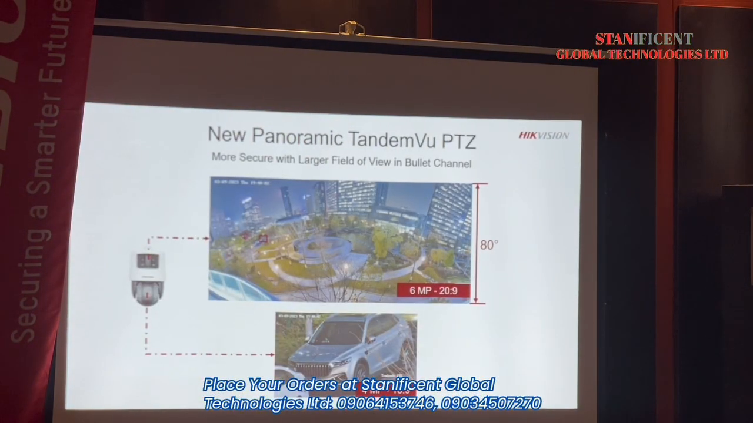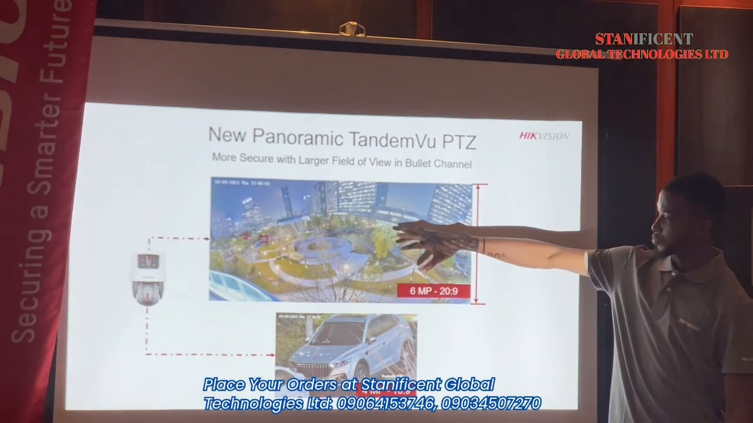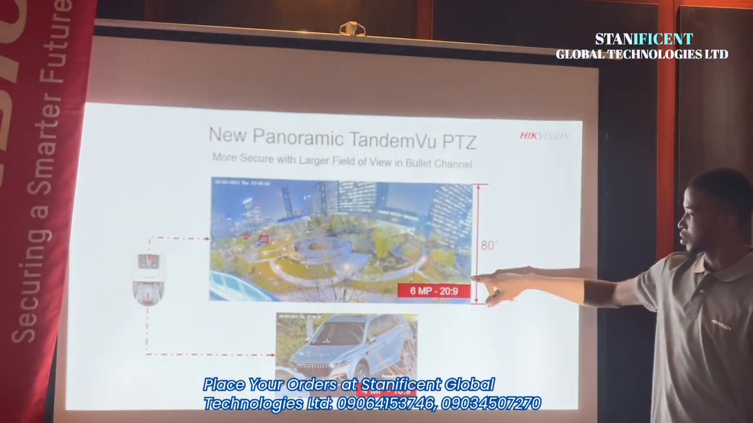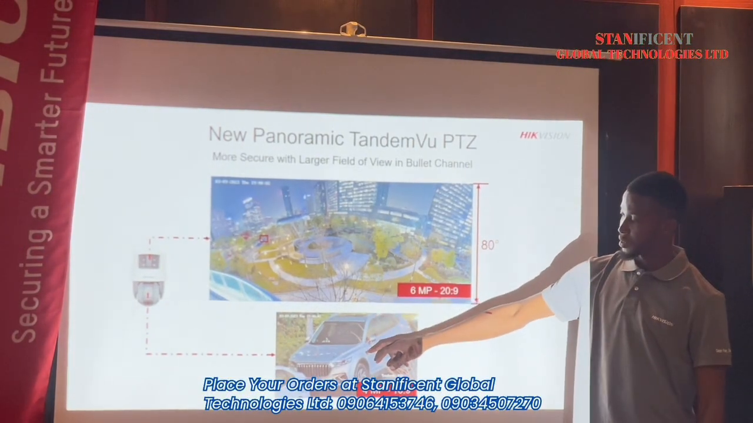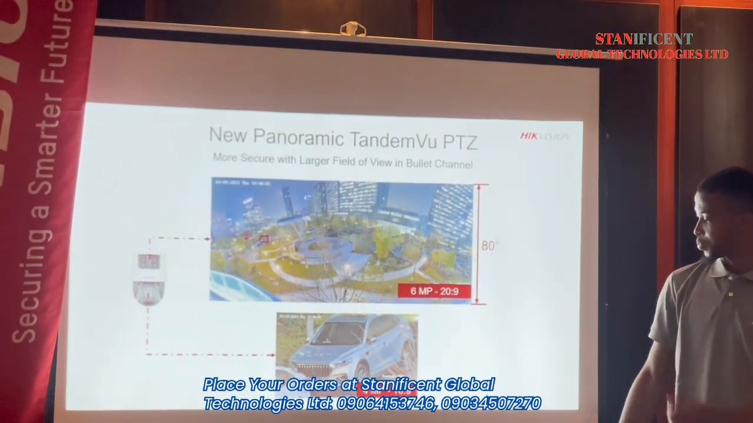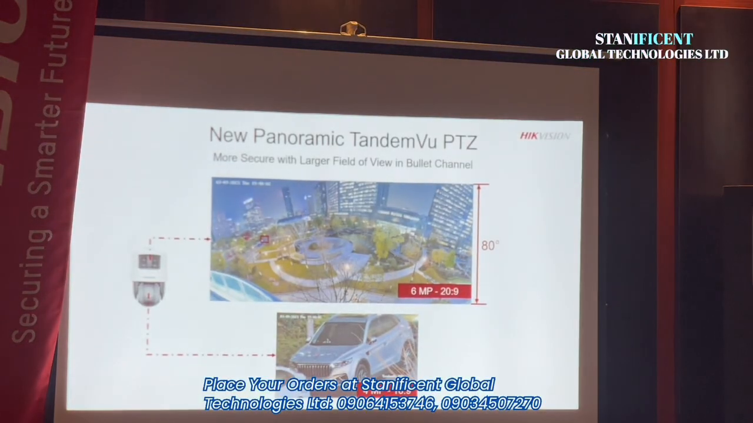So this is how the camera looks like. This is how the view is going to be. The first one is the bullet. The bullet will give us a panoramic of 80 degrees, while the PT will give us 4 MP of 16:9 ratio.